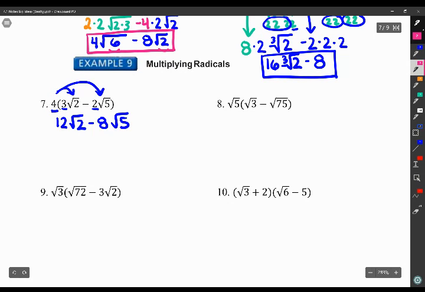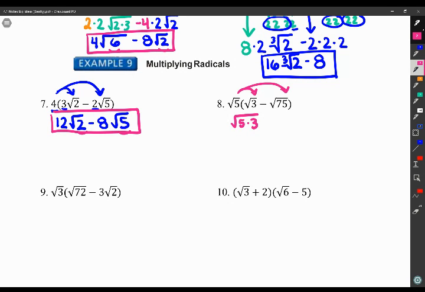And now when I look at it, this is a 2 under the radical. This is a 5 under the radical. They don't match, which means I'm done. If they both would have been root 2s, then I would go further. When I look at 8, same idea. This is an inside number, but we're still going to distribute it because it's just one term. So I go root 5 times root 5, which is root 15, or I'm just going to leave it as 5 times 3. And then for the next one, I'm going to leave it as 5 times 75.